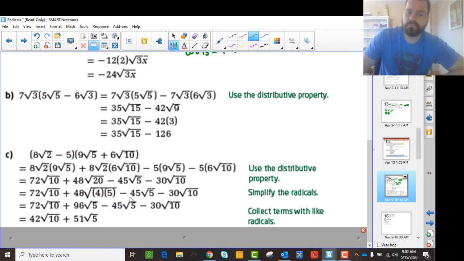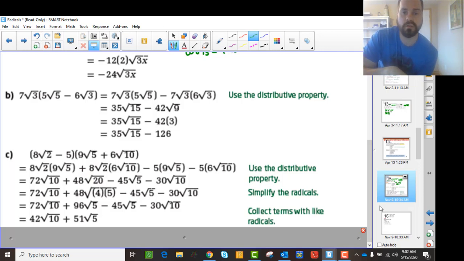So very similar. Each of these is kind of similar to polynomials. If you remember your polynomials and working with x's and x squareds and that sort of thing, it's pretty much the same idea. Your like radicals are kind of like your like terms of polynomials. It's just that instead of the x's having to be the same or the x squareds, it's the radicands and the radical indexes that have to be the same.